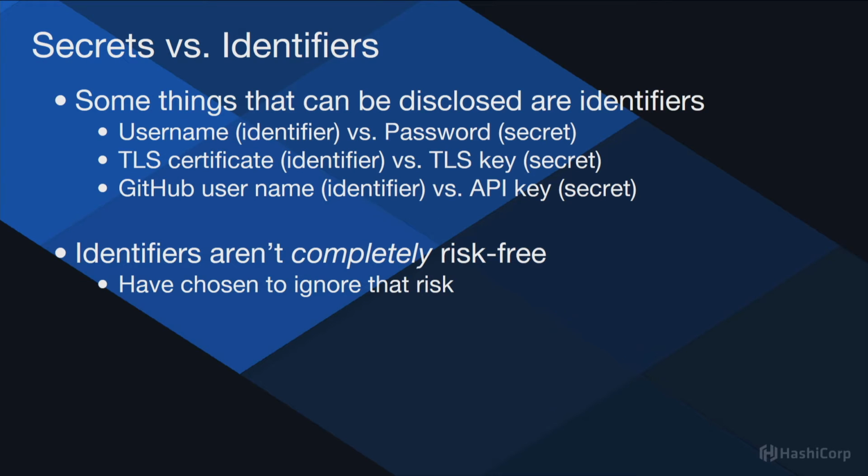And not everything that you might want to keep sensitive or private is necessarily a secret. Some things that could be disclosed are basically identifiers, and we say, you know what, we're just going to accept the risk that goes away. So usernames are usually identifiers, they're not secret. Passwords are secret. Your TLS cert is out there for anyone to see. It has your public key in it, but your private key that's associated with that public key, that's secret. Identifiers aren't completely risk-free.